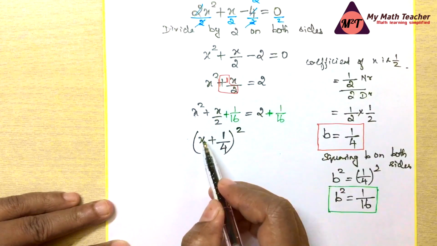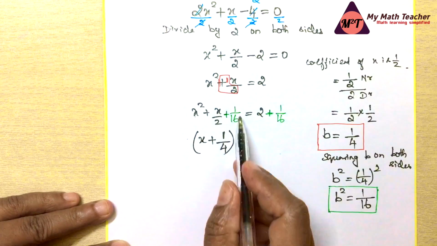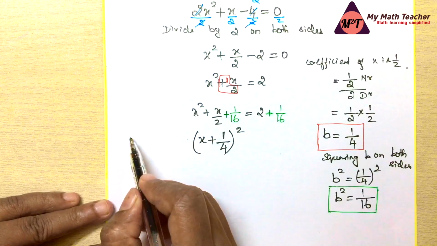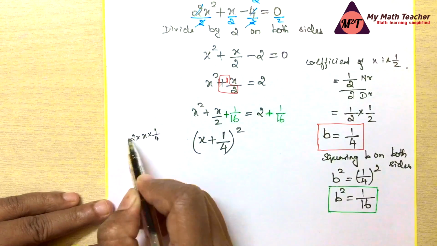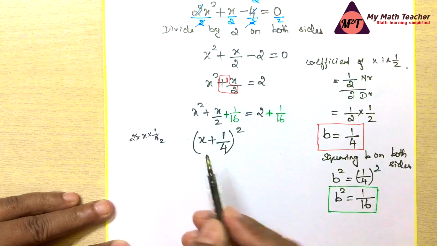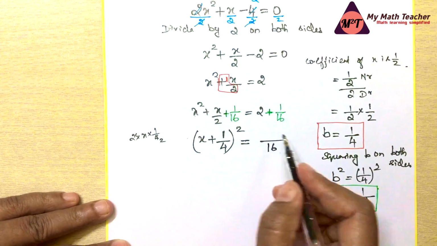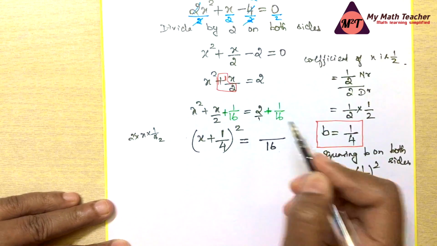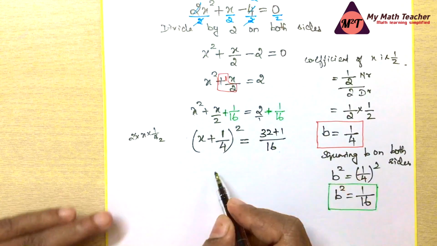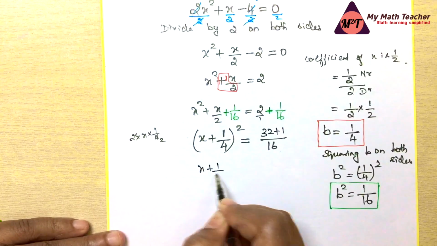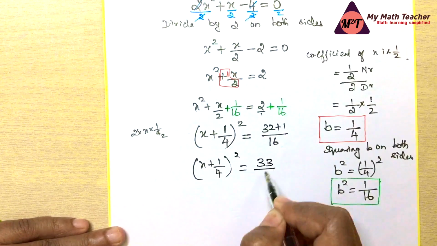Now check your answer. A square plus b square is 1 by 16 plus 2ab. That is 2 into a into b, 1 by 4. It will be, when you divide, it will be x by 2, which is equal to, right side just simplify, 16. You have 1 here. Multiply by 16, 32 plus 1. Here x plus 1 by 4 the whole square is equal to 33 by 16.